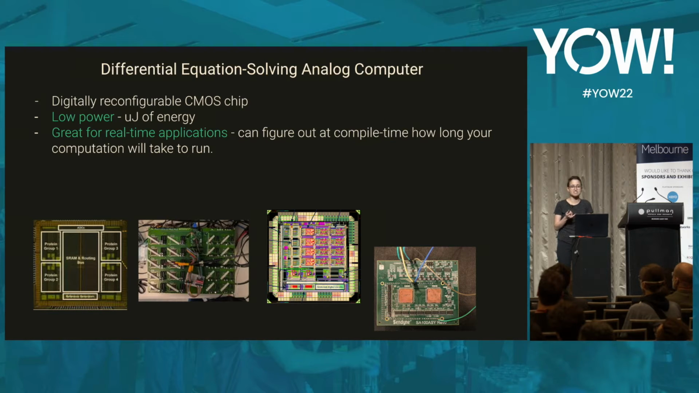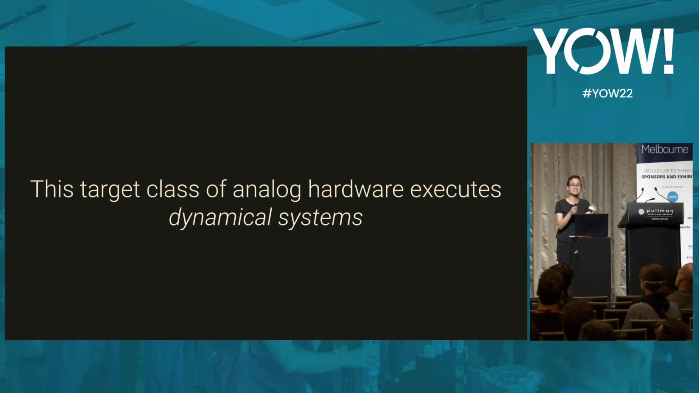And it's an attractive hardware platform for 2 reasons. First off, it's low power. It consumes microjoules of energy and consumes between microwatts to milliwatts of power. And then the second benefit of this hardware platform is that you can actually figure out at compile time how long your computation will take to run, which is very nice for real-time applications. And this is actually not necessary. This is a characteristic of the way we do computation, actually.